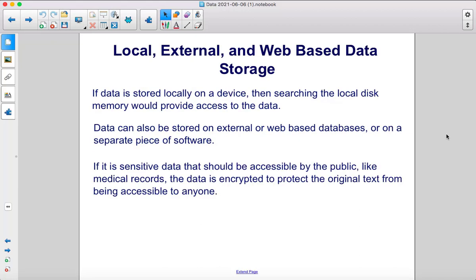If data is stored locally on a device, then searching the local disk memory would provide access to the data. Data can also be stored on external or web-based databases or on a separate piece of software. If it is sensitive data that should not be accessible by the public, like medical records, the data is encrypted to protect the original text from being accessible to anyone.